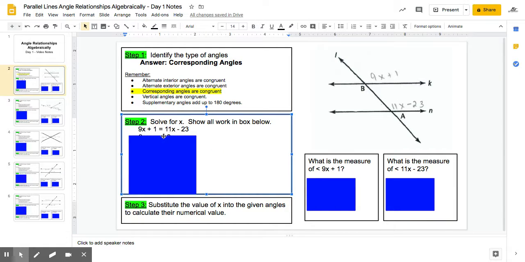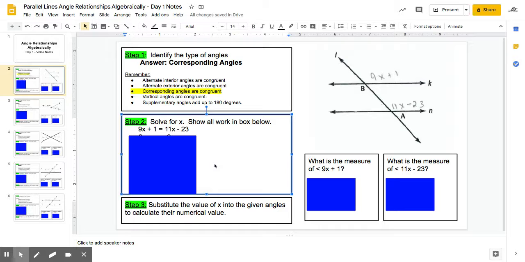So since they're equal to each other, the first angle, 9x plus 1, is going to go on one side of the equal sign, and the second angle, 11x minus 23, is going to go on the other side of the equal sign. Okay, so we just created our equation. This is just like our vertical angles unit that you guys did a couple days ago. Now we need to solve this equation.